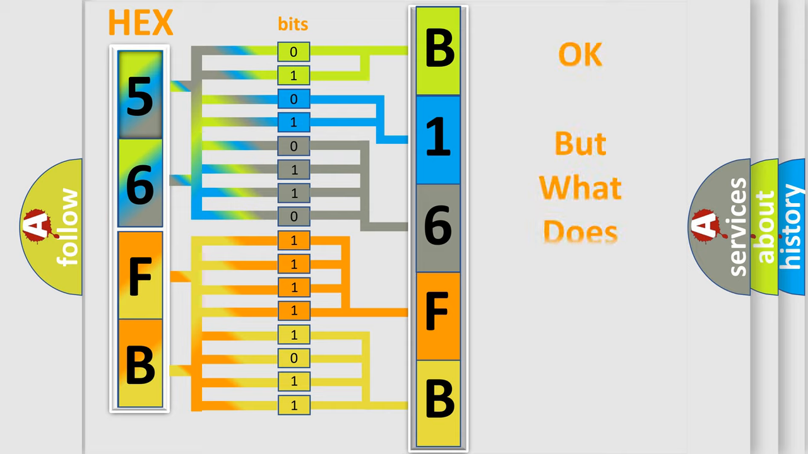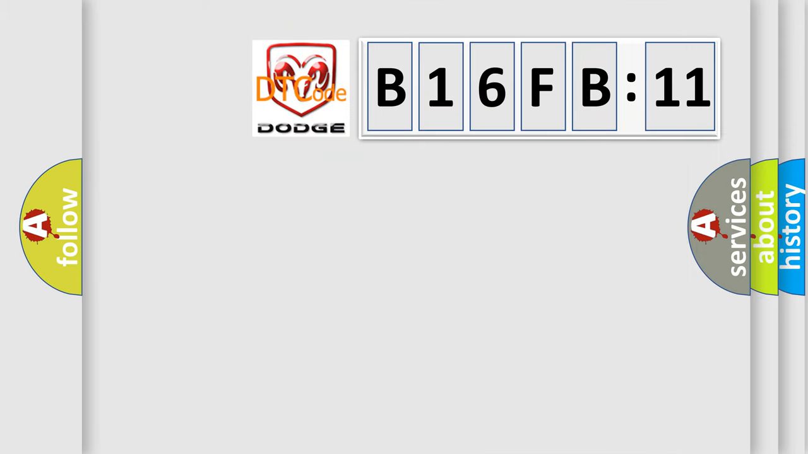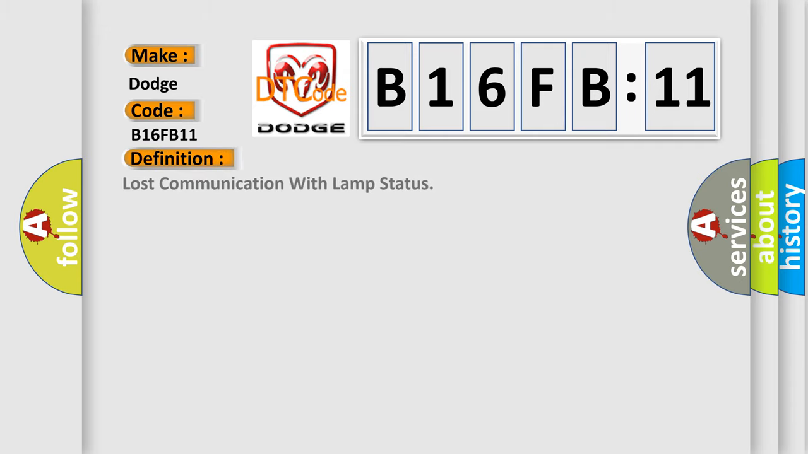The number itself does not make sense to us if we cannot assign information to what it actually expresses. So, what does the Diagnostic Trouble Code B16FB-11 specifically mean for Dodge car manufacturers? The basic definition is lost communication with lamp status. And now this is a short description of this DTC code.